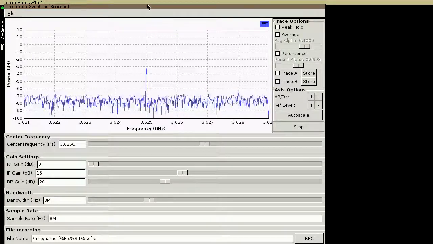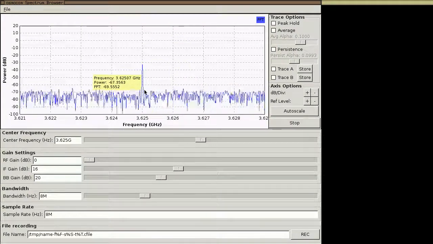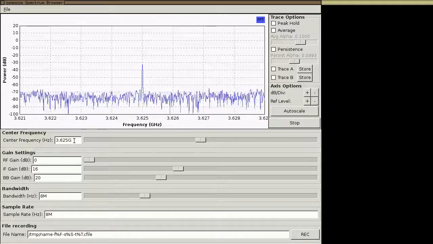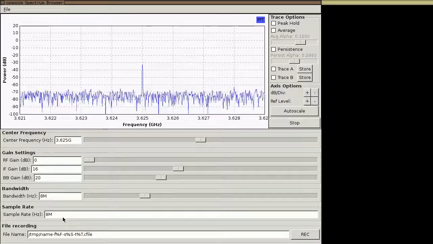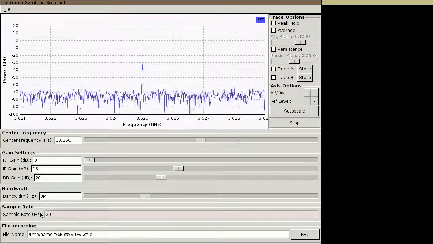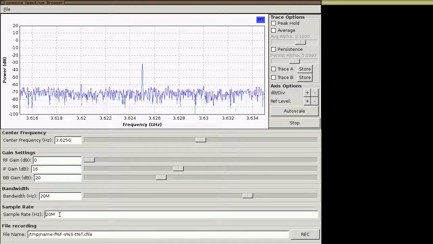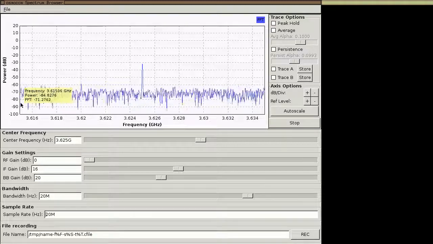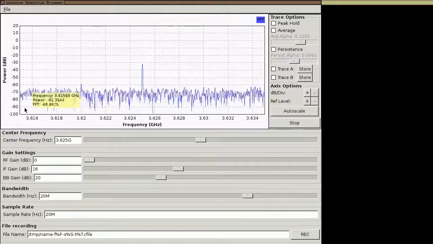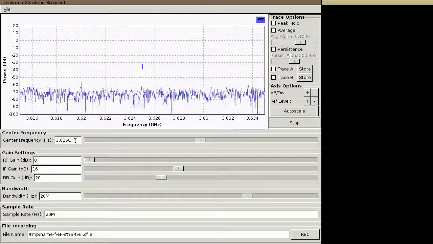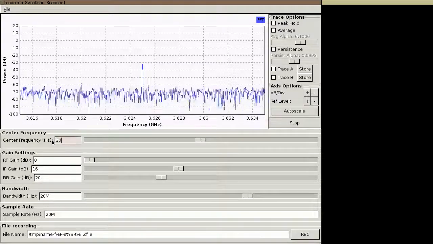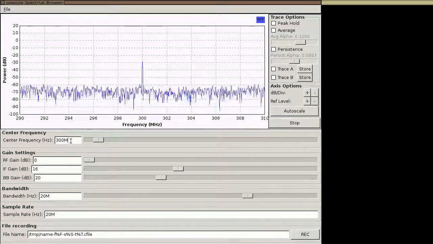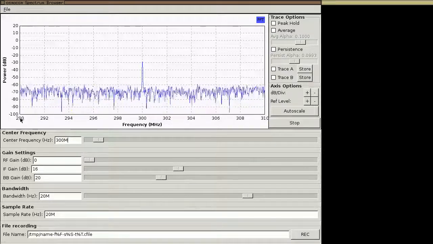Now Osmocom FFT starts up and it immediately displays an FFT. It's 8 megahertz wide, centered at 3.625 gigahertz in this case. Now if we want to see 20 megahertz wide, all we have to do is type in 20 million for the sample rate, and now we see a much wider bandwidth. And this will help us if we're looking around for a signal and don't know what frequency to start at. Well, I'm going to look between 300 and 400 megahertz, or really this shows me, if I tune to 300 megahertz, it shows me some below the frequency of interest.